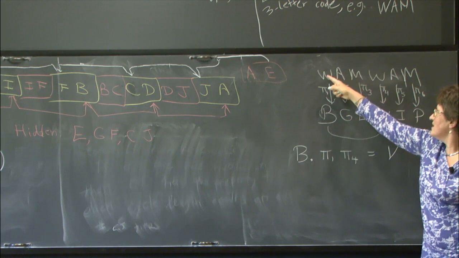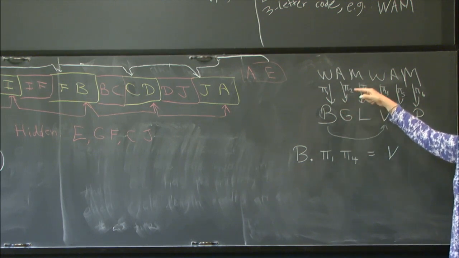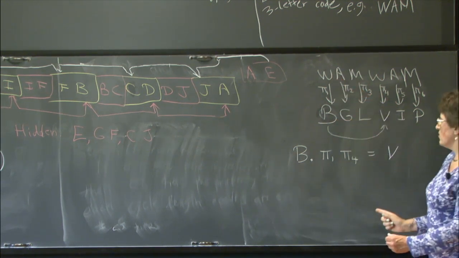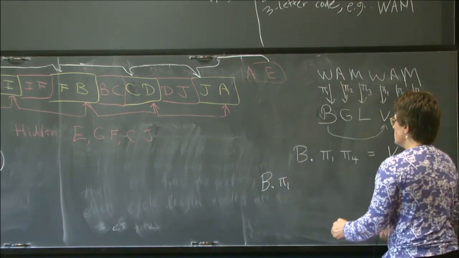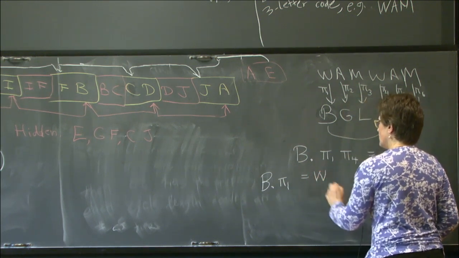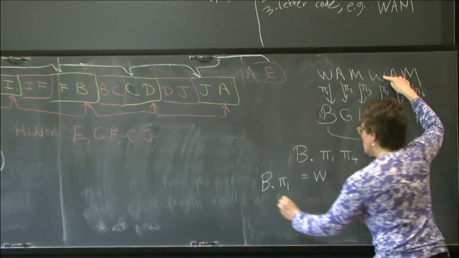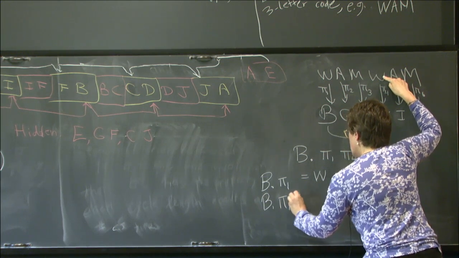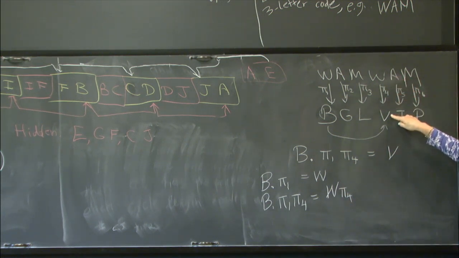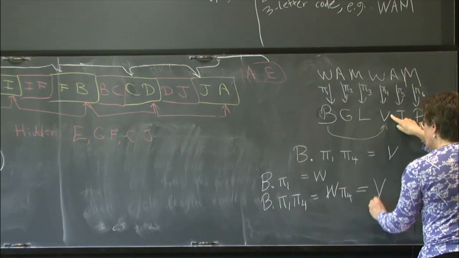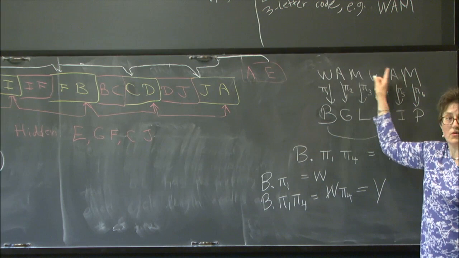Through the fact that they are re-encrypting the same letter, and the fact that encryption equals decryption, is what gets you there. So let me go through it one more time. If you do B dot pi 1, you would get W. Then apply pi 4, and you get V. So we don't really care that this was a W, just knowing that they're equal to each other is what makes this work.